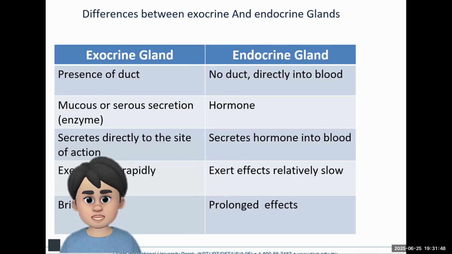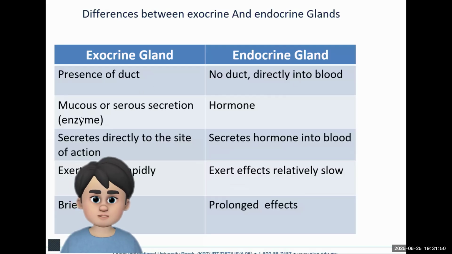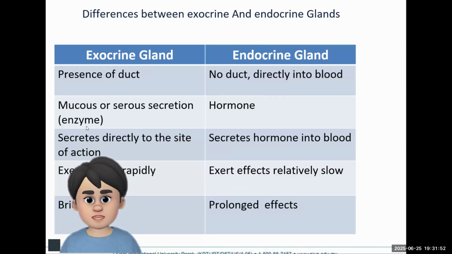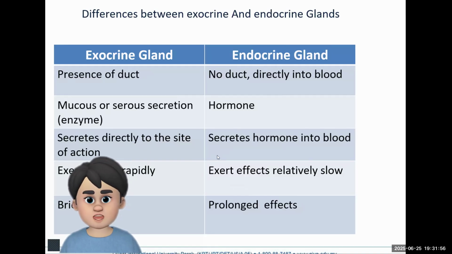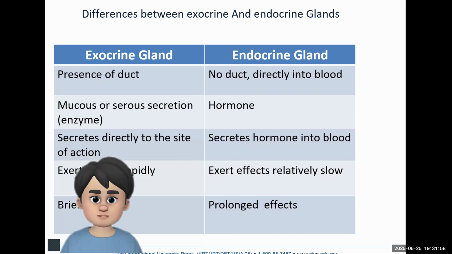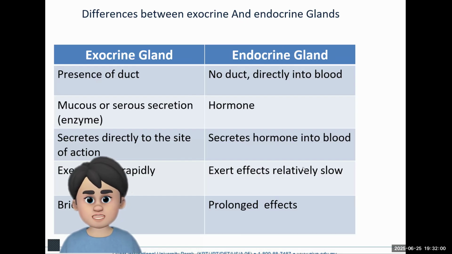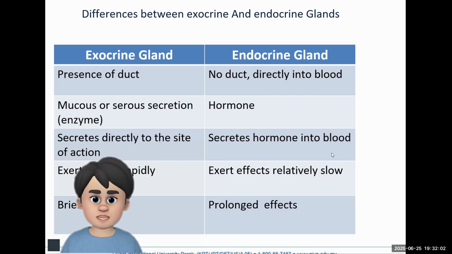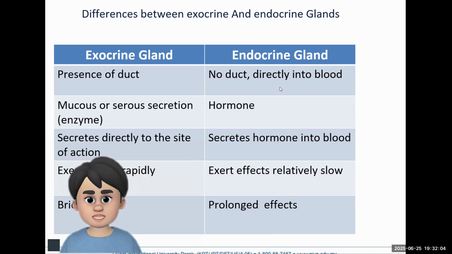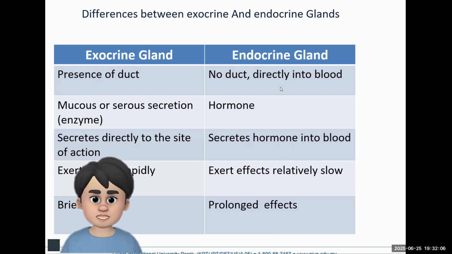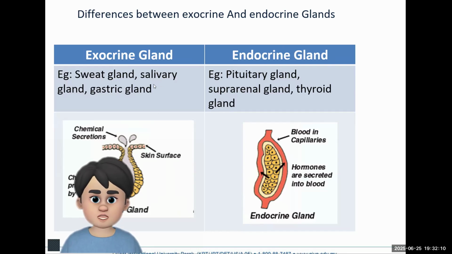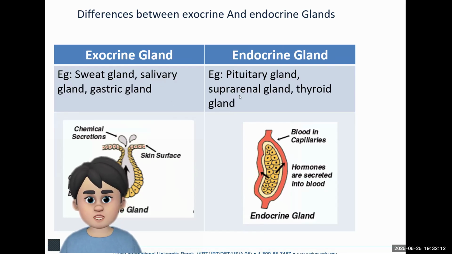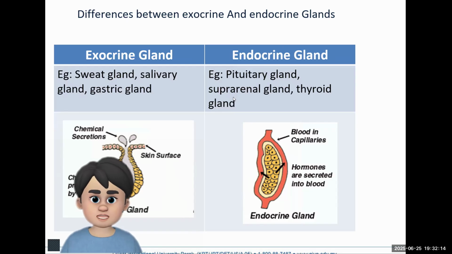Exocrine gland: duct present, secretes mucus or other secretions. Endocrine gland: no duct, secretes hormone directly into the blood to the site of action. Exocrine effect is rapid and brief; endocrine effect is relatively slow but prolonged, lasting a long time. Examples of exocrine glands: sweat gland, salivary gland, gastric gland. Endocrine: pituitary gland, suprarenal gland, thyroid gland, right?